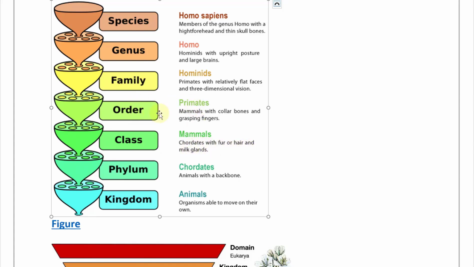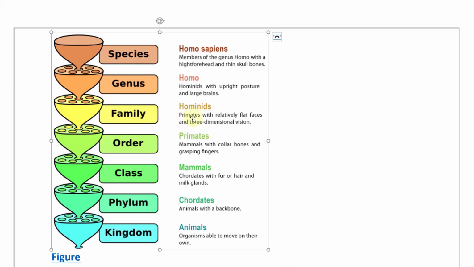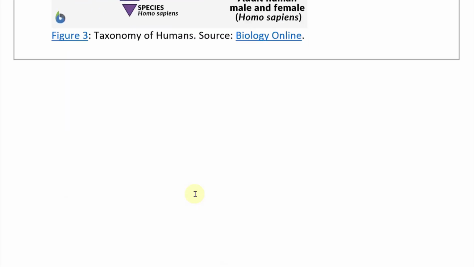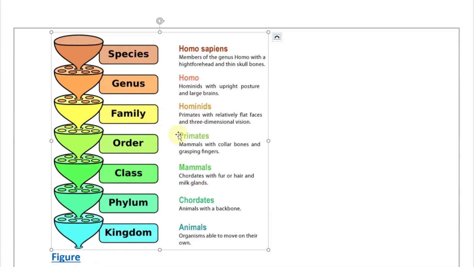And then the order is primates, mammals with collarbones and grasping fingers. Then the family is hominids, or you could use the more technical name Hominidae, or just go with these more general terms. Hominids are primates with relatively flat faces and three-dimensional vision. Then Homo, which is hominids with upright posture and large brains. And then Homo sapiens, members of the genus Homo, with a high forehead and thin skull bones.